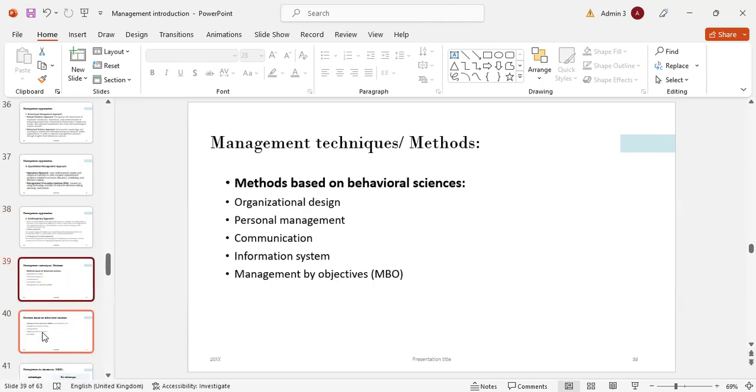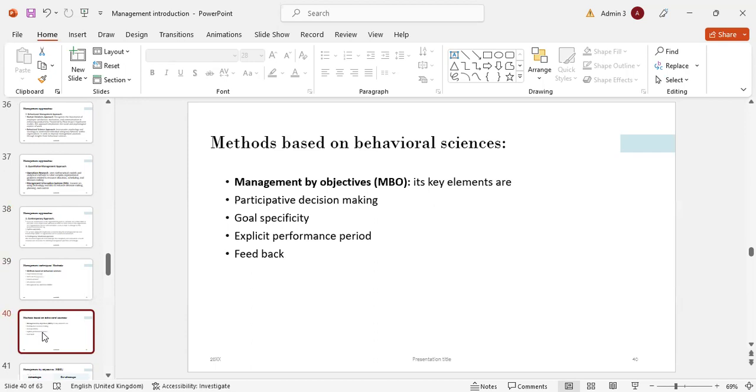accordingly. Management technique and methods. Methods based on behavioral sciences are organizational design, personal management, communication, information system, management by objective. Management by objective, its key elements are participative decision-making, goal specificity, explicit performance period feedback.